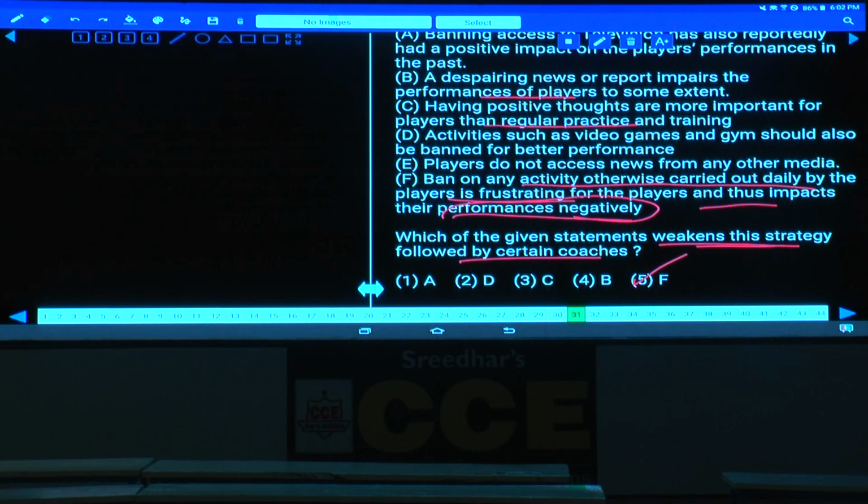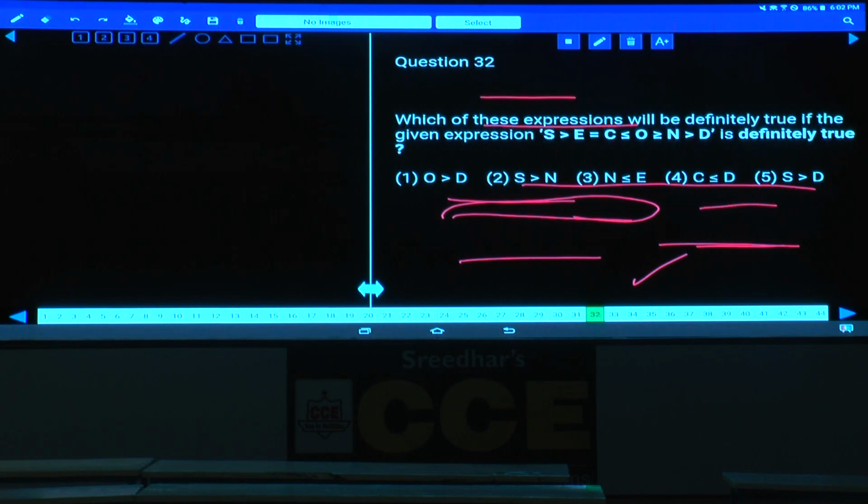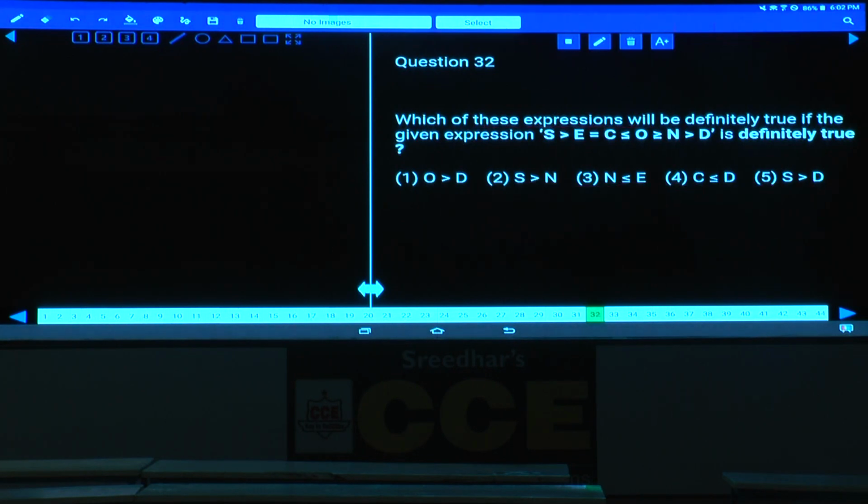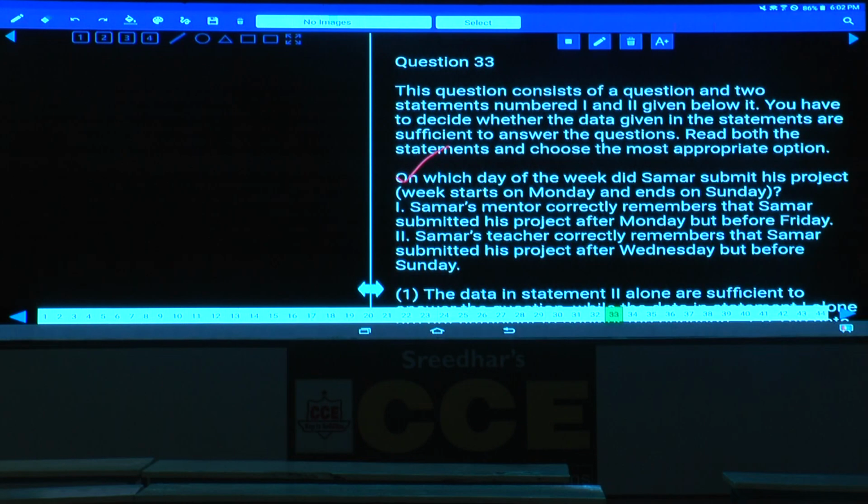Though they are not matching with the choices, in fact these are the correct ones. Then question number 32. Definitely true. Definitely true means O and D. O and D, yes, definitely true. Question number 32. Now in these types of questions, coded inequalities, rather than definitely true, there is a chance for asking definitely false, isn't it? You should be well aware of that one.